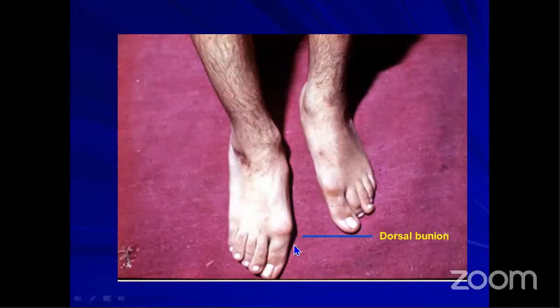So the pathomechanics is when the tibialis anterior and the EHL both are paralyzed. This can happen with a functioning tibialis anterior with a weak peroneus longus also. So the combination prevents pronation of the foot, and the combination causes a dorsal bunion to happen there.